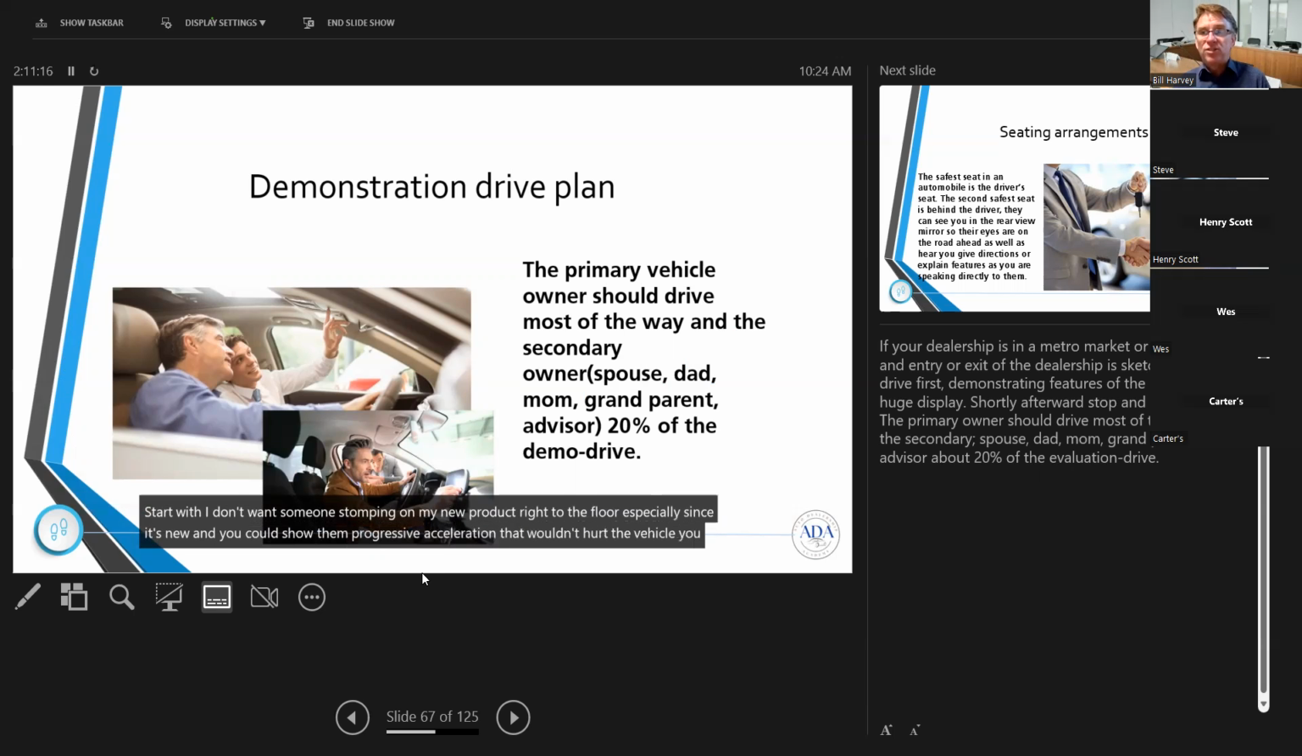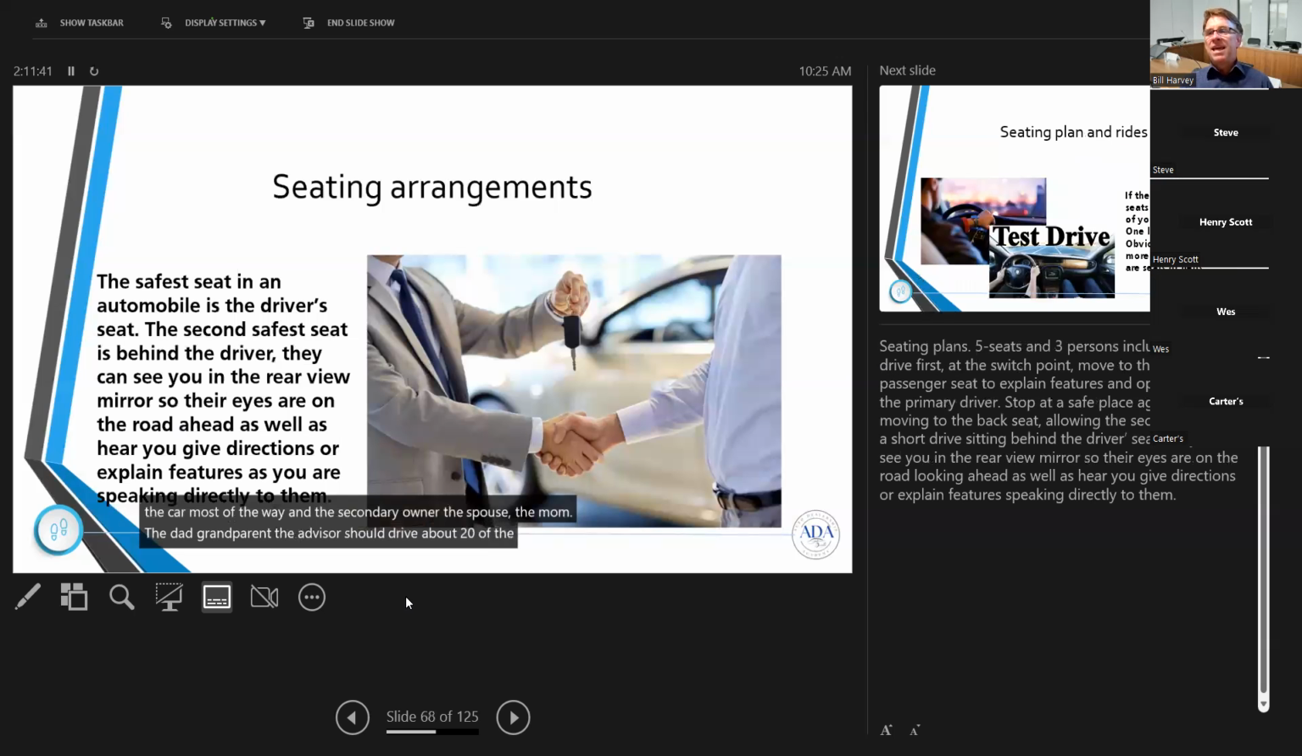You can also demonstrate features of the center stack and that huge display of all our vehicles now. Shortly afterwards, you want to stop and switch drivers, like very shortly afterwards. The demonstration drive isn't an opportunity for you to drive the car. The primary owner should drive the car most of the way, and the secondary owner, the spouse, the mom, the dad, the grandparent, the advisor, should drive about 20% of the evaluation drive. Inside the vehicle, with a seating plan of 5 seats and only 3 of you, you would drive first and at some point switch, moving to the front passenger seat.